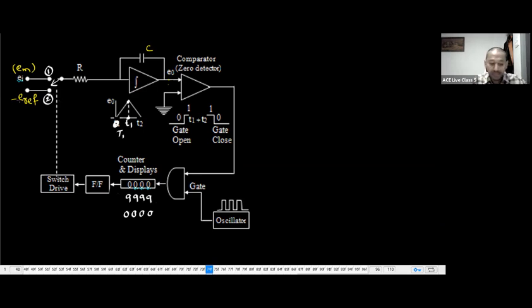Then what will happen here? Then negative E reference, negative E reference. Why? Because it is dual slope: one is increasing, one is decreasing. That's why negative E reference is always common. Therefore, now tell me, what is the input available now?